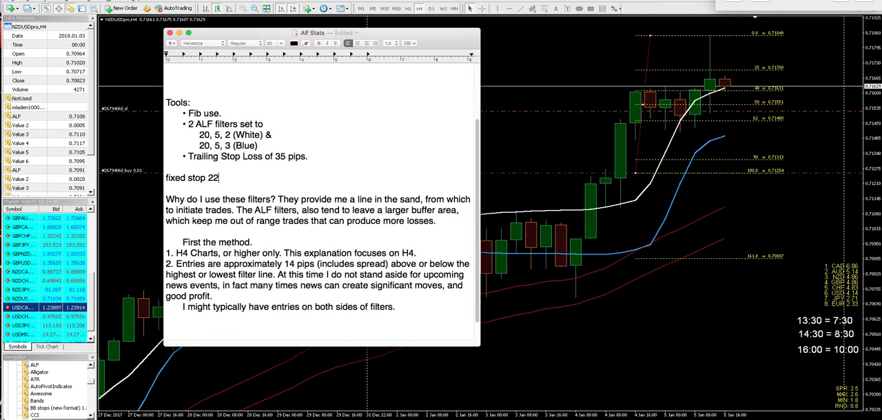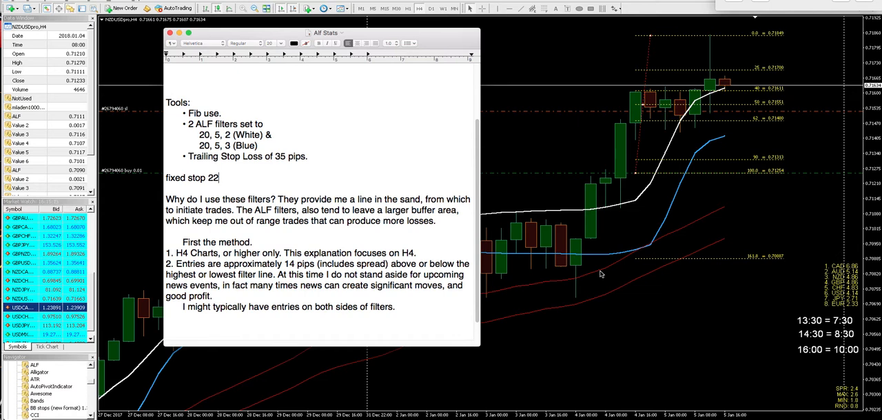And that's pretty much it. Then the entries are taken 14 pips, which includes the spread, above or below the filter lines, which in this case are the white and the blue, the adaptive Laguerre. And then the red ones I have down here are filters, prices that I used previously.